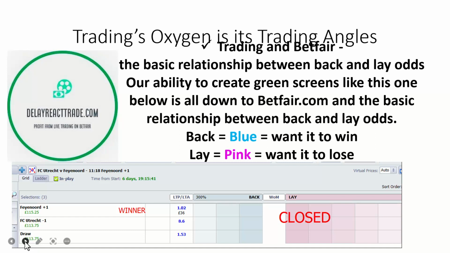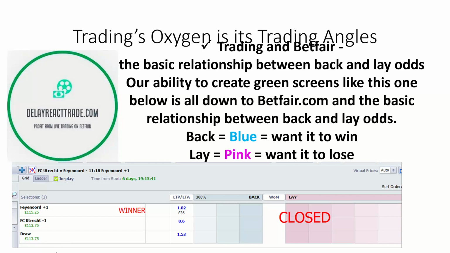The basic relationship between back and lay odds. Our ability to create green screens like this one below is all down to Betfair.com. There are other exchanges available, but Betfair.com is standout from a liquidity perspective, from its markets. It's got a huge variety of football markets and the accommodating software which is available to use as well. I'm using Fairbot here. Just makes your trading life a whole lot easier.